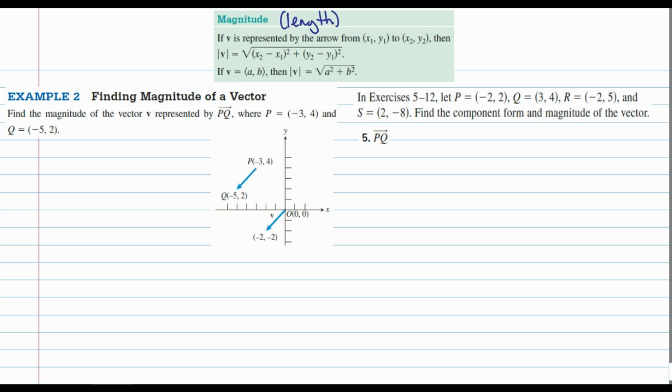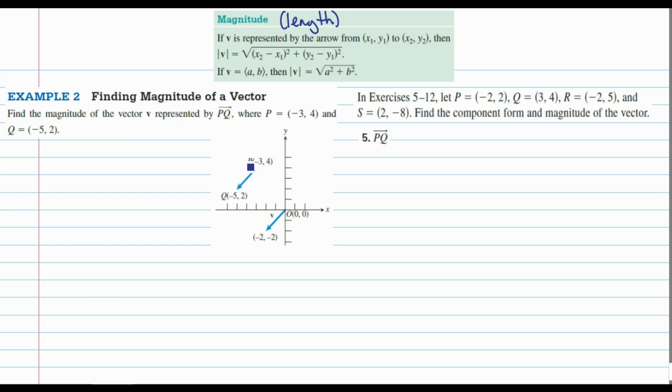The magnitude of a horizontal or vertical vector would be easy because it would just be the difference of the x-coordinates or y-coordinates respectively. But assuming a vector is on an angle, we can use the Pythagorean theorem to determine its length.